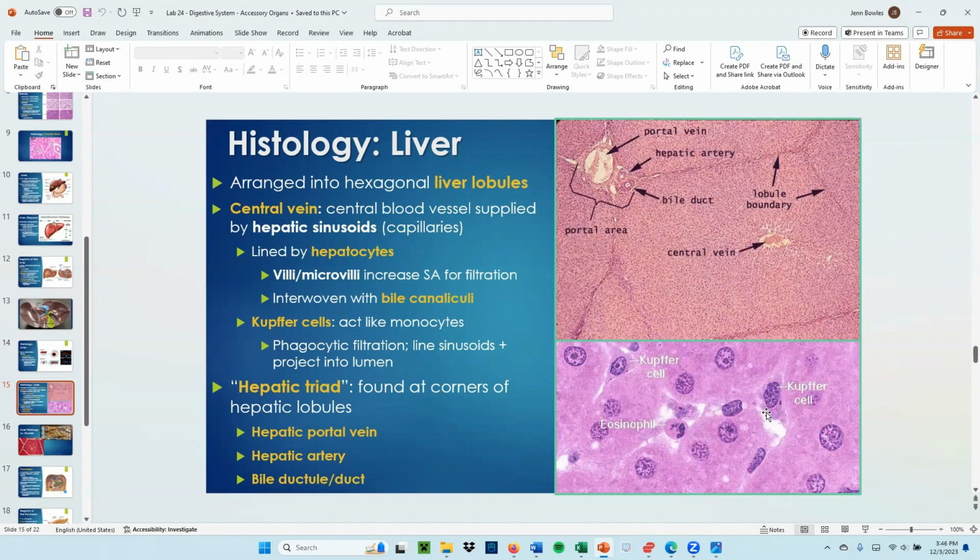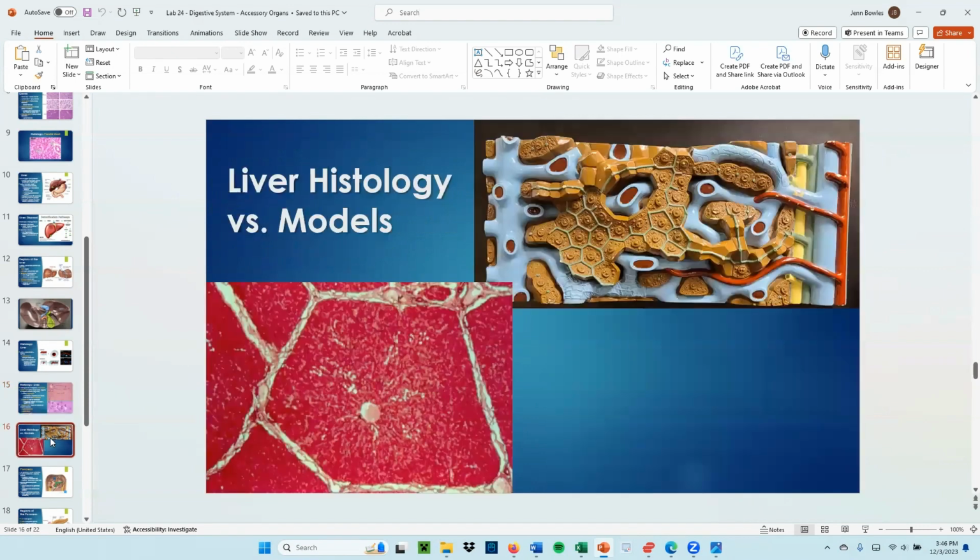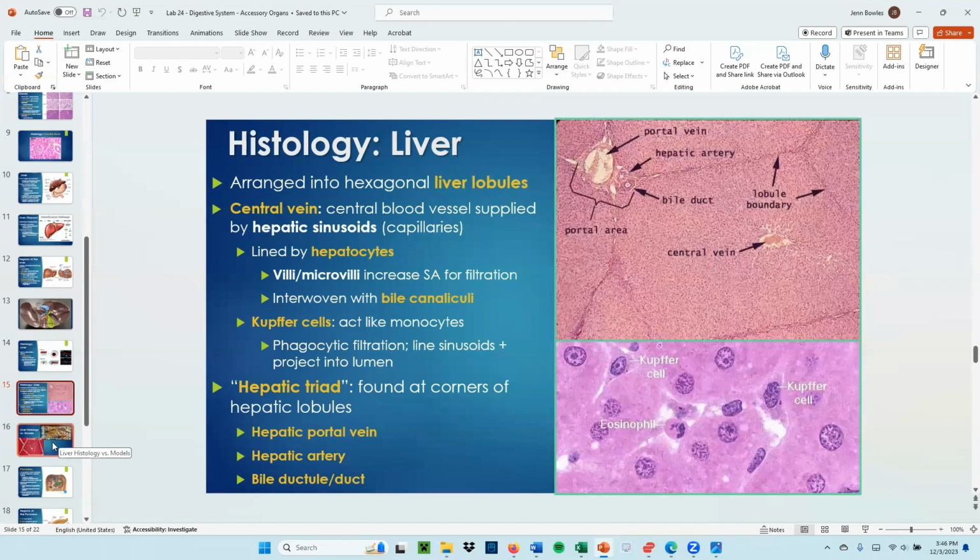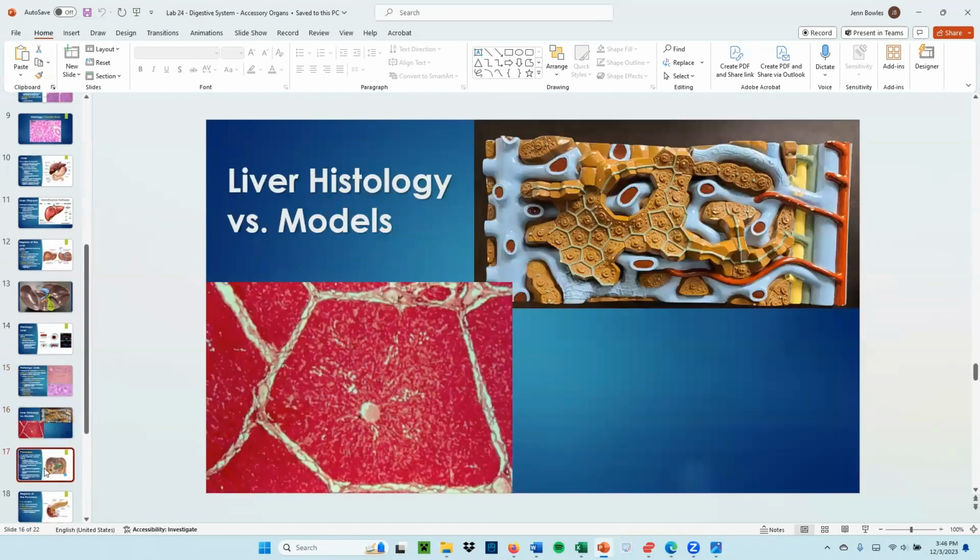And these are going to be doing a lot of the filtration of the liver. They actually line the sinusoids, those tiny vessels, and they're going to be doing a lot of that phagocytic filtration. So you don't need to know the function. It would be helpful to recognize that these are Kupffer cells. But other than that, you don't have to worry about specific cells for the liver.